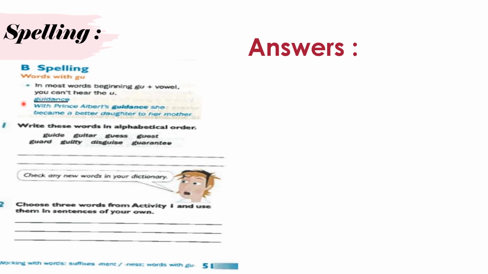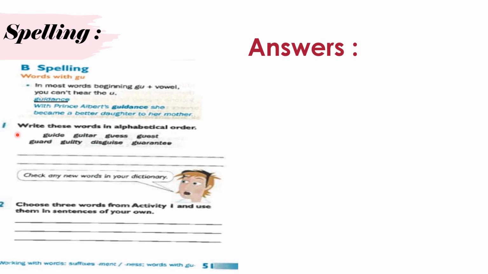Guidance. We have lots of examples like this word, guidance, like guide, guitar, guess, guest, guard, guilty, disguise, guarantee. All these words have at the beginning the letters GU plus a vowel sound, so U is silent. We don't pronounce the U sound.